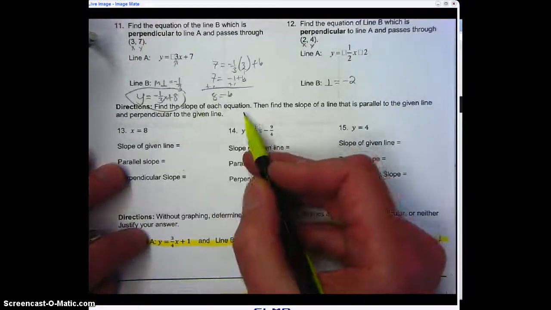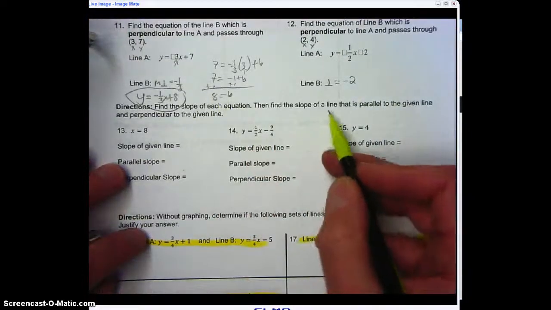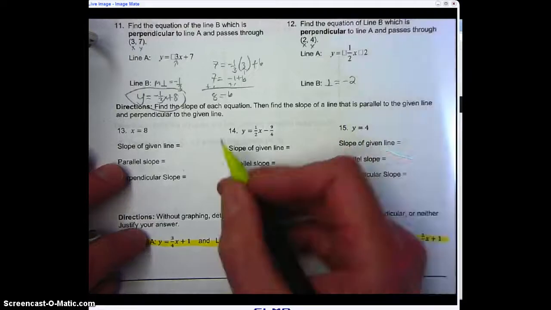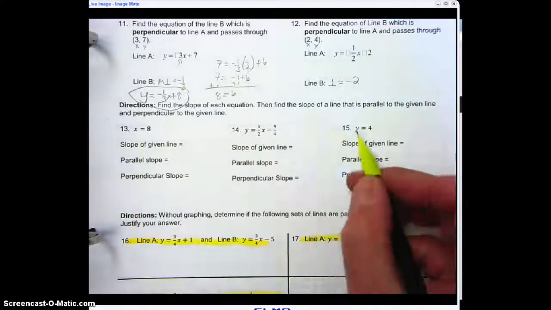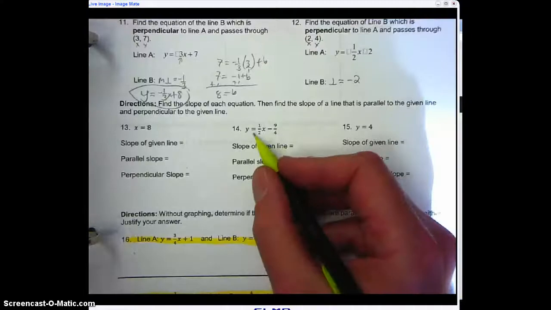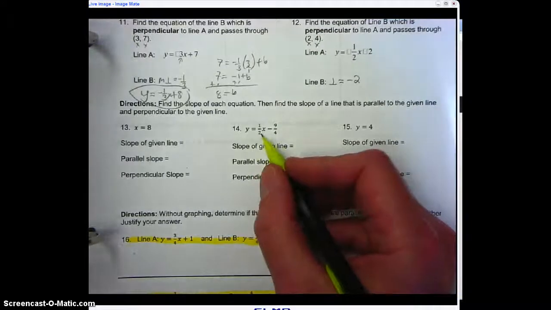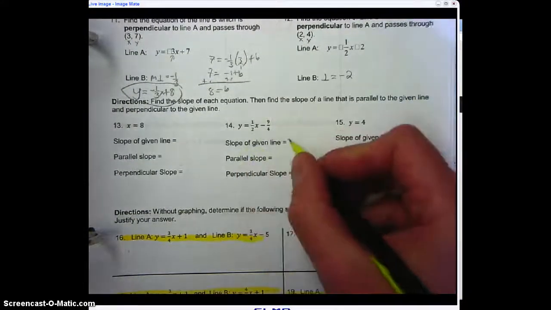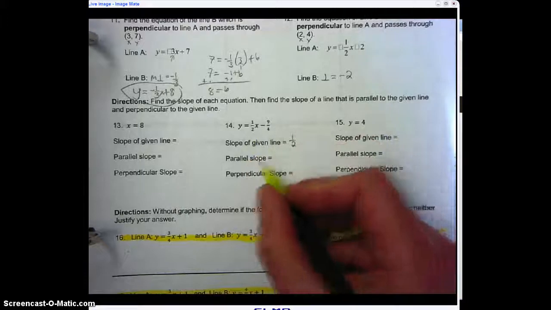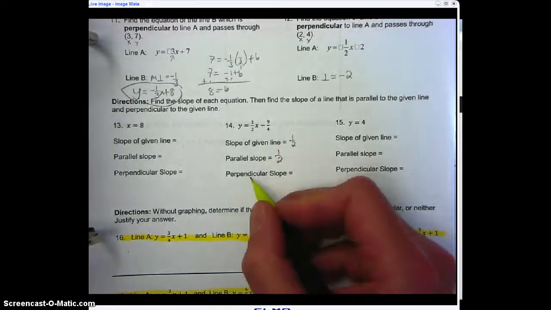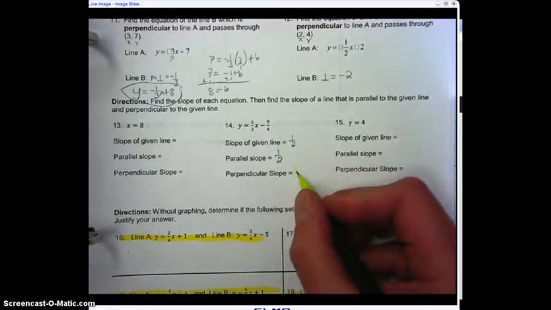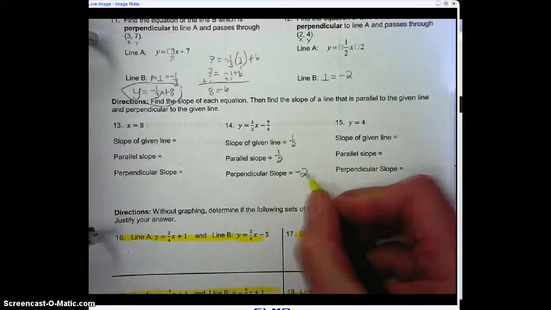Find the slope of each equation. Find the slope of a line that is parallel to the given line and perpendicular. Right now, I'm going to start with number 14, and we're going to go back to number 13 and then do 15. For 14, the slope of the given line is 1/2. Parallel slopes are the same, so it's 1/2. What's the perpendicular slope? It's the opposite reciprocal of that, so it's -2.